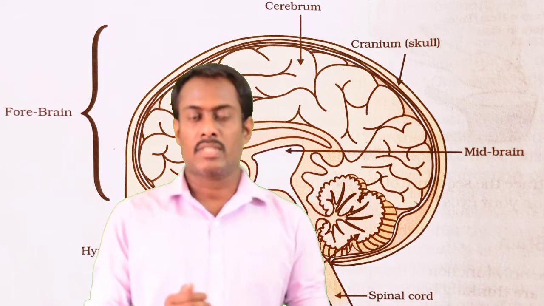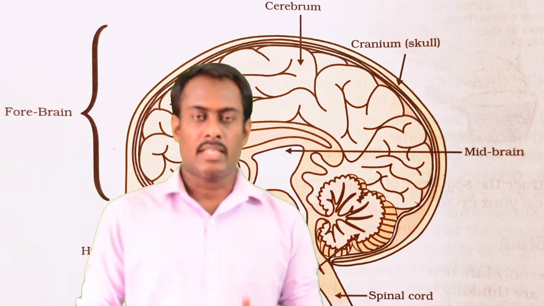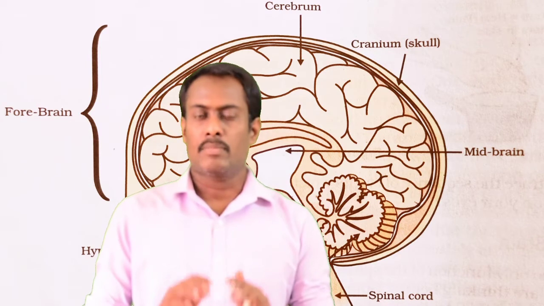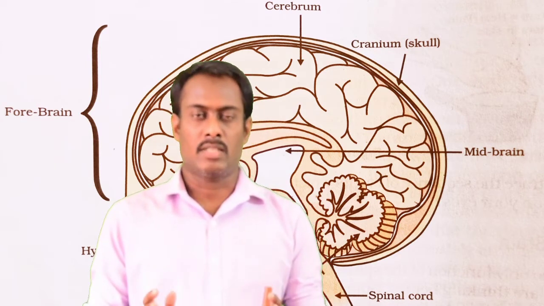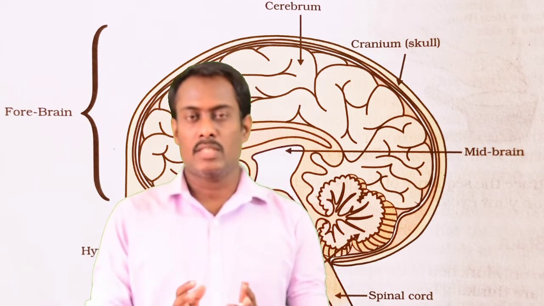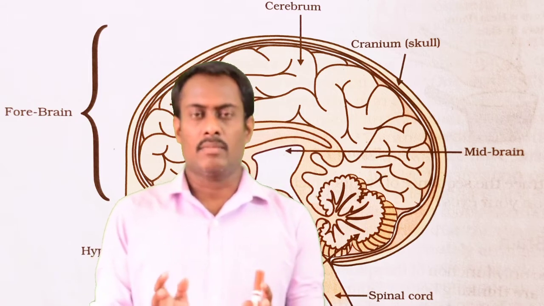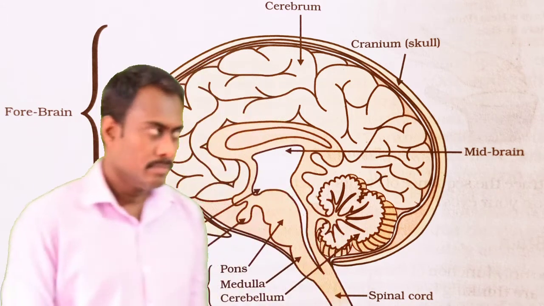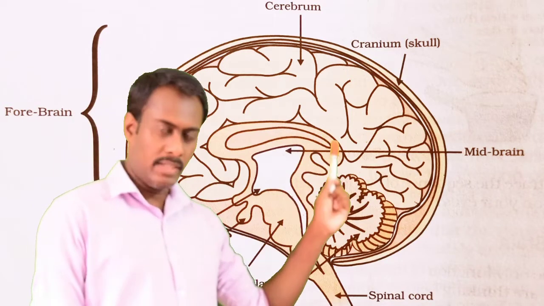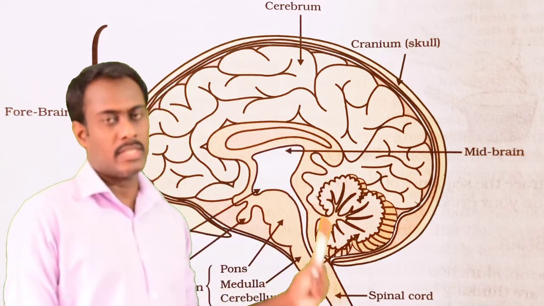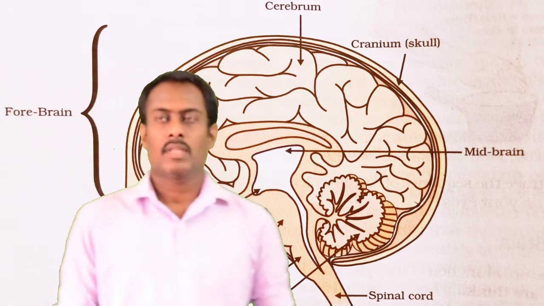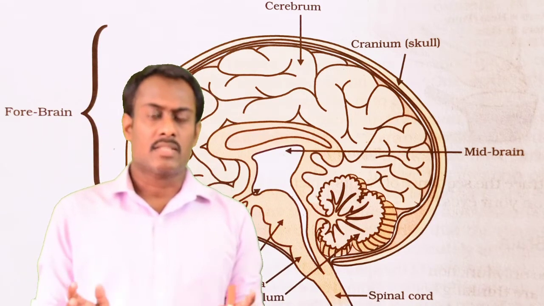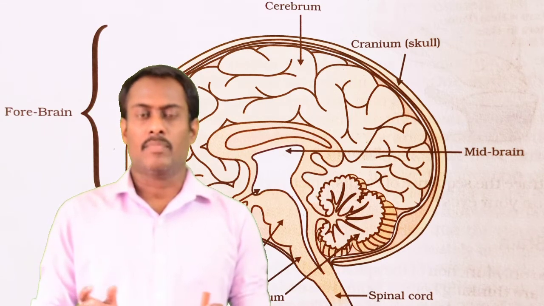Our every action like walking, writing, talking and everything is controlled by the brain. That means it involves the thinking process, and this thinking process is controlled by the brain, and the brain has various parts in order to coordinate all these functions. The brain can broadly be classified into three regions. They are forebrain, midbrain and hindbrain.